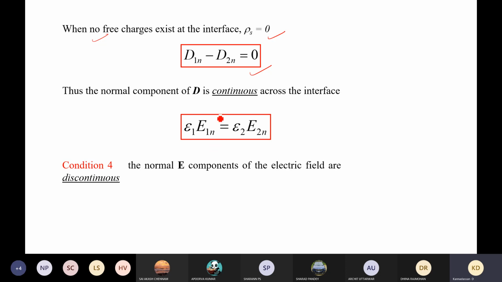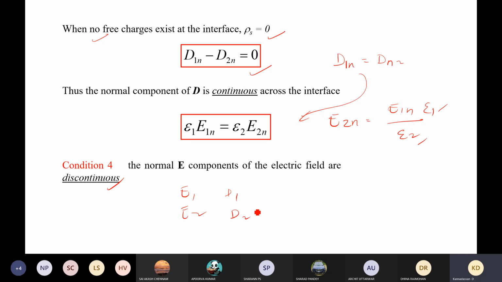And finally, we will get D1n equal to D2n, and if we expand this with respect to the dielectric constant, we will get, let's say, E2n equal to E1n multiplied by epsilon 1 divided by epsilon 2. So it clearly says that since these two values are not equal, obviously E1 and E2 are completely different. So from this we got important things. We have components like E1, E2, D1 and D2, and they are related to the two materials.